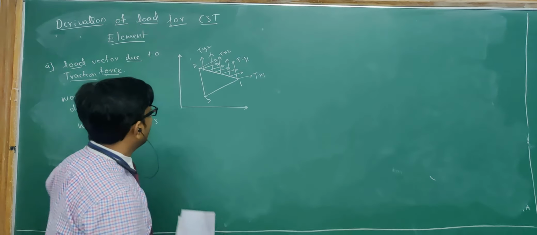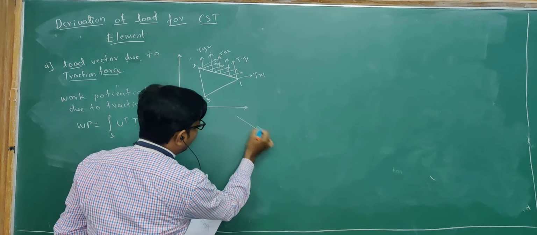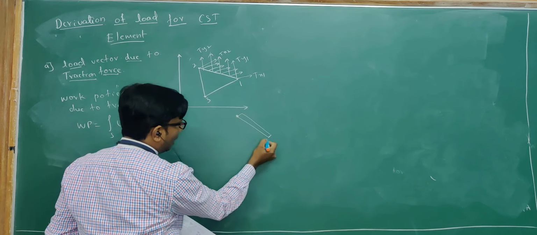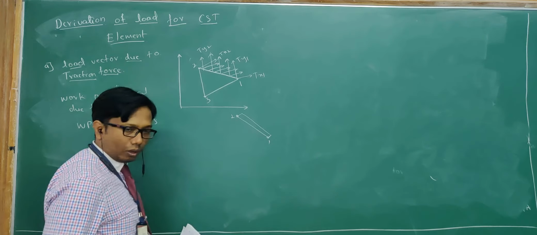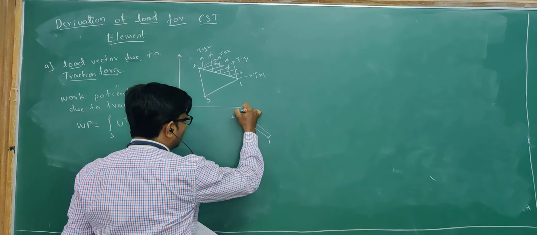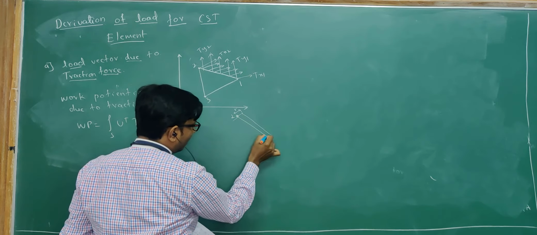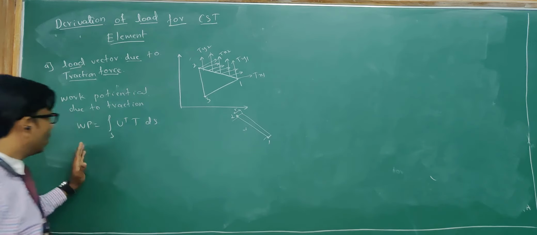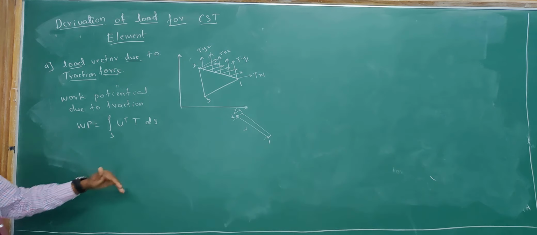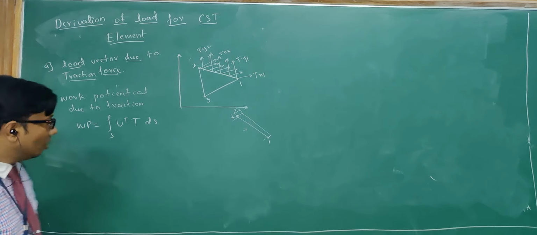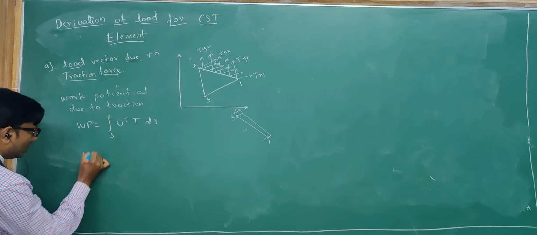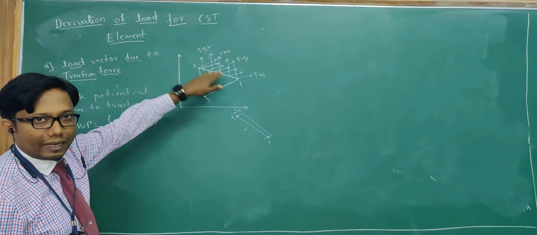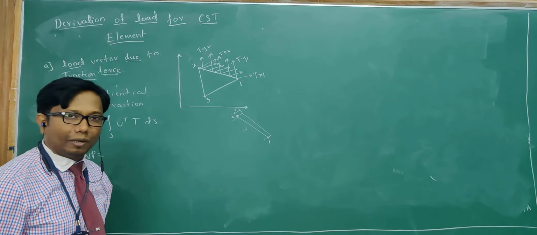It is acting over a particular line. If you see this line, it also has a small thickness. It is acting on this particular line 1 and 2, having a thickness t and a certain length. Now we can convert this work potential into the required traction equation. It is acting over a length, so the differential parameter will be the length here.